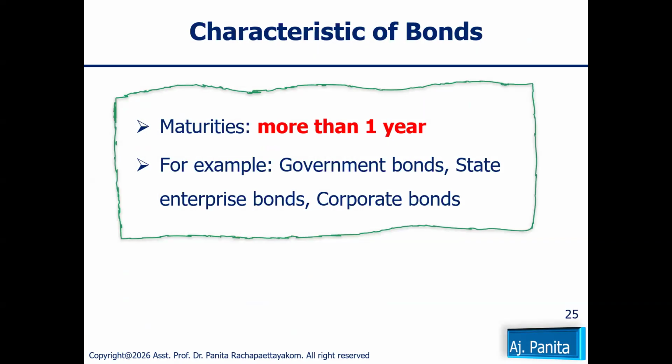The characteristic of bonds, on slide number 25. The main characteristic of bonds is that the time to mature is more than 1 year. For example, a 10-year government bond or 5-year PTT bonds. That is the debt security that trades in the bond market.